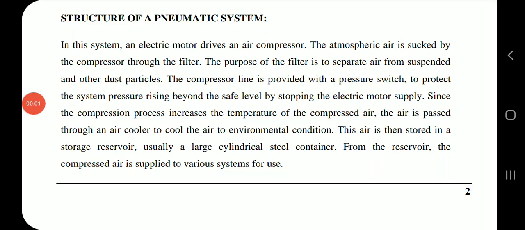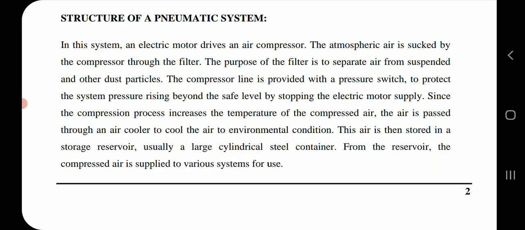Structure of a pneumatic system. In this system, an electric motor drives an air compressor. The atmospheric air is sucked by the compressor through the filter. The purpose of the filter is to separate air from suspended and other dust particles.